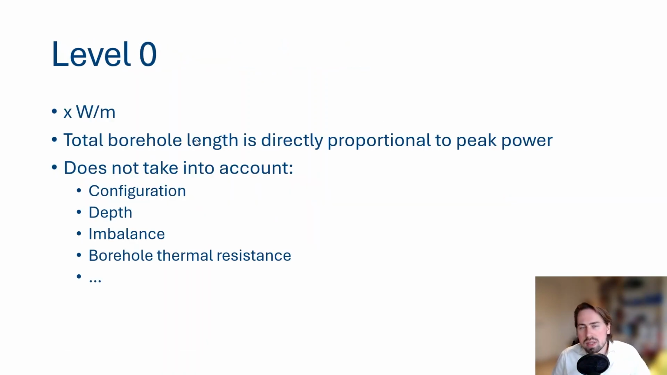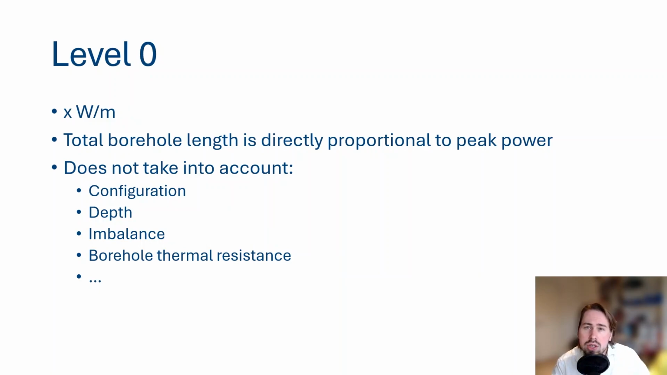If we start with the level 1, the L0 method, these are your typical rules of thumb in the form of X watt per meter. If you have the peak power of your building, then you know directly what your total borehole length should be, because you assume in this sizing method that your total borehole length is directly proportional to your peak power. But of course, this is extremely inaccurate because it does not take into account your configuration.